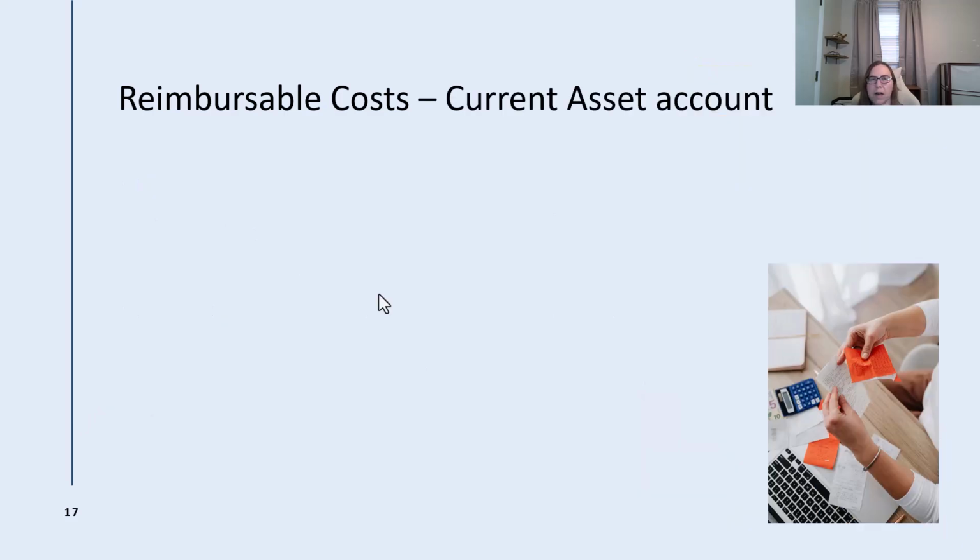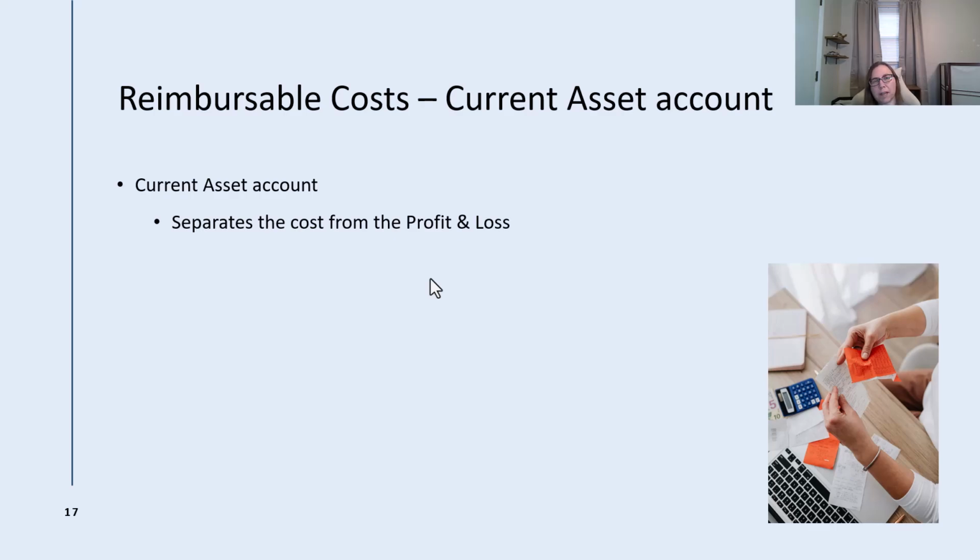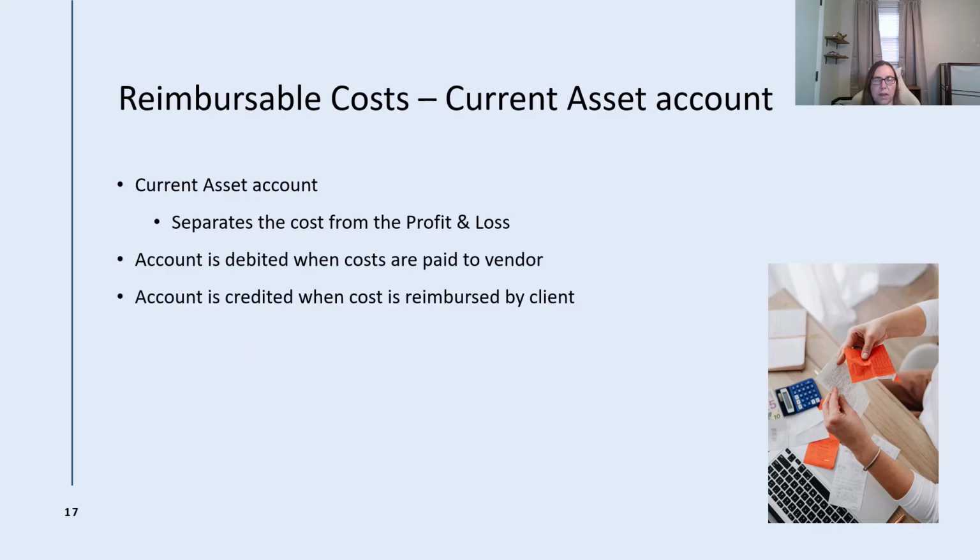First, I'm going to talk about how to treat reimbursable costs if it's treated as a current asset account. When this is treated as a current asset account, it's almost like it's treating it as a receivable in a way. This separates the cost from the profit and loss. Basically, you debit the account when the cost is paid to the vendor, and then you credit the account when the cost is reimbursed by the client. So it's simply a debit and a credit, and it gets zeroed out as soon as they get reimbursed.